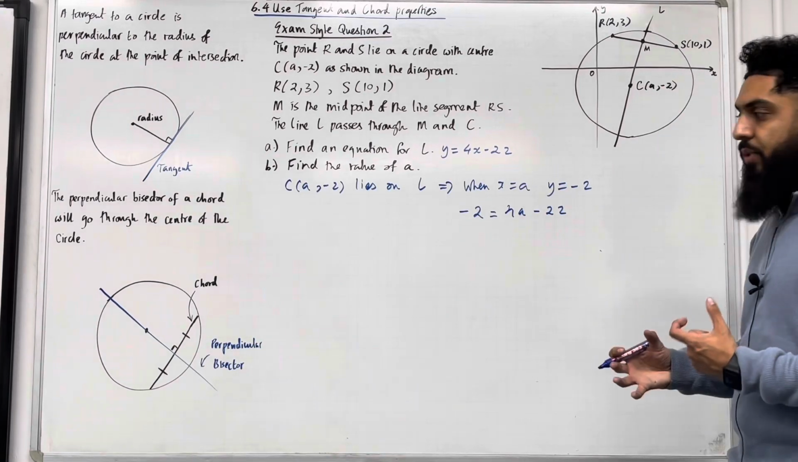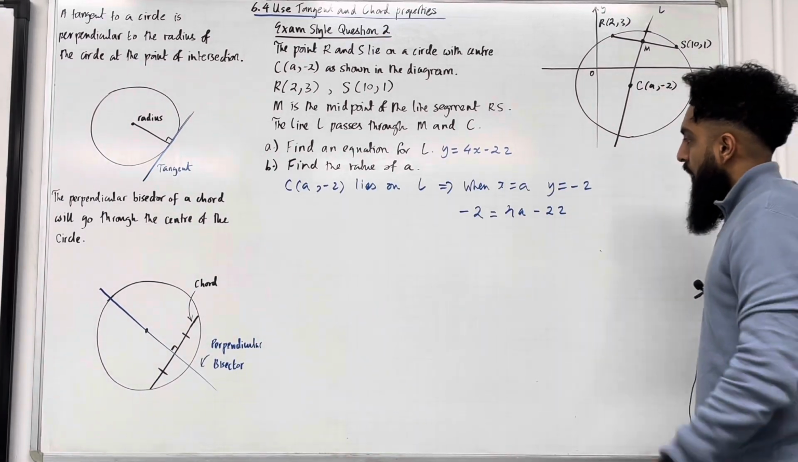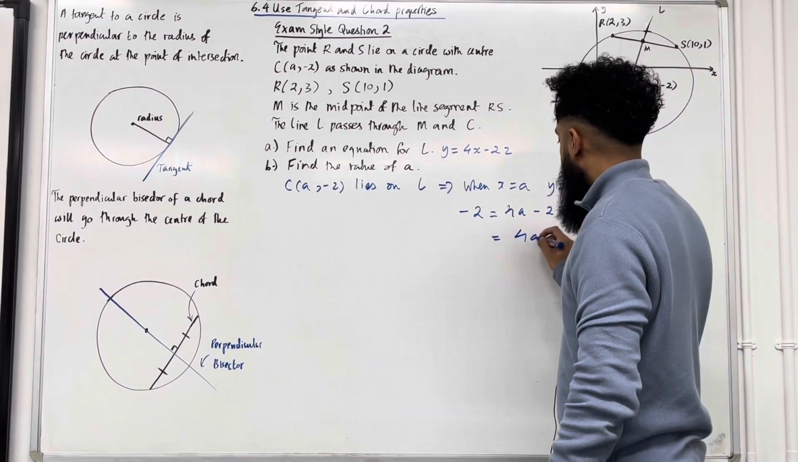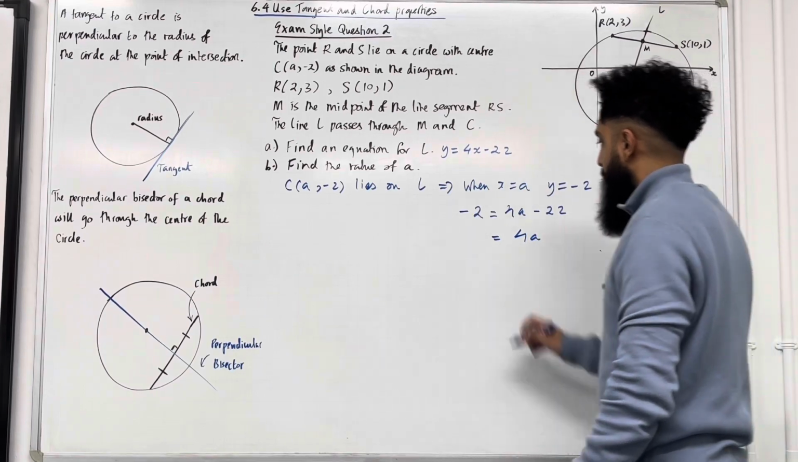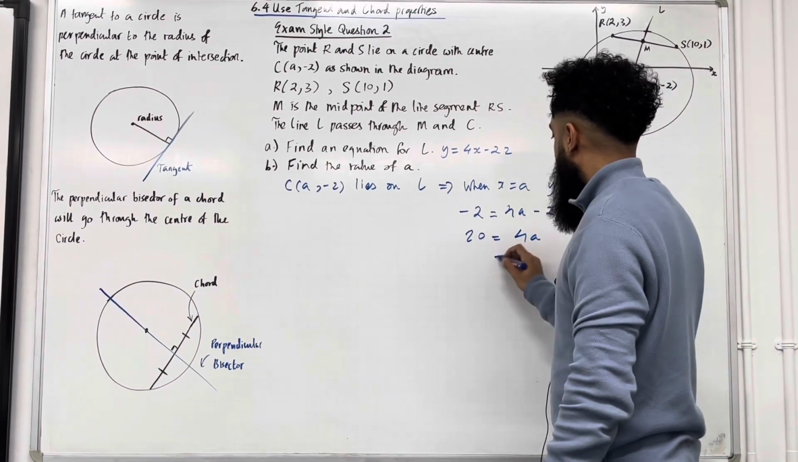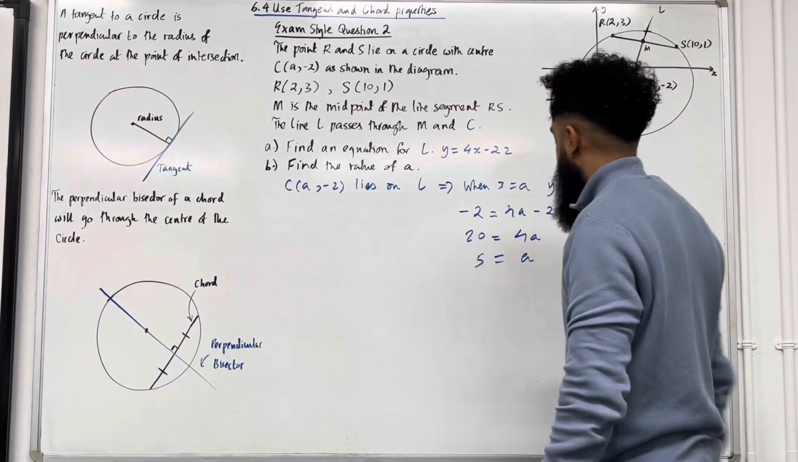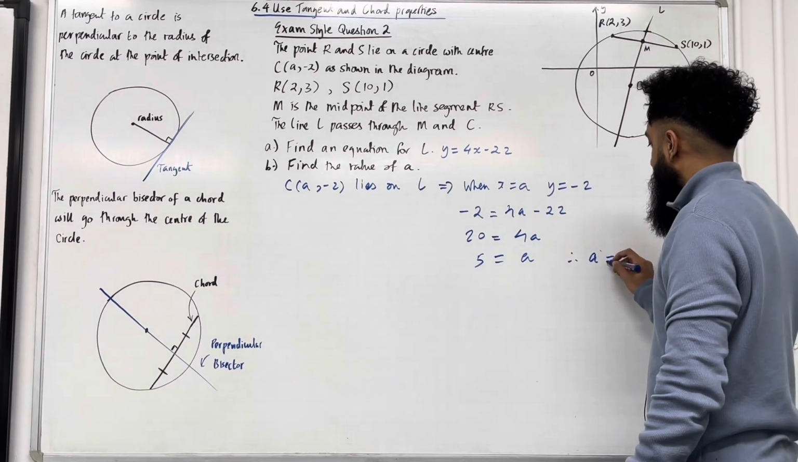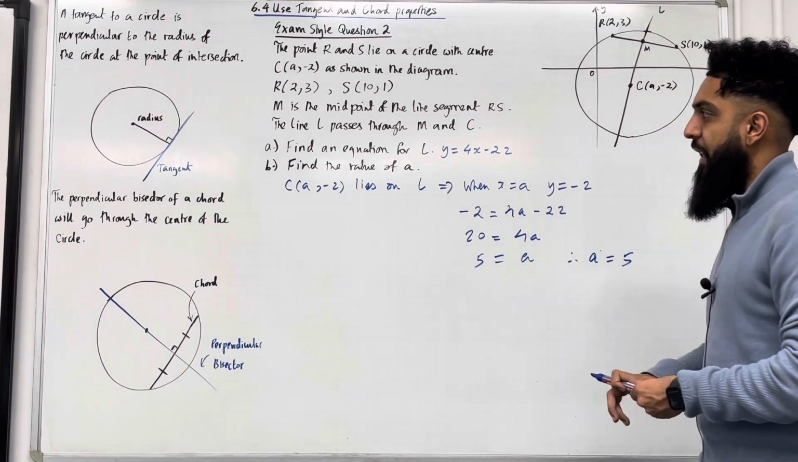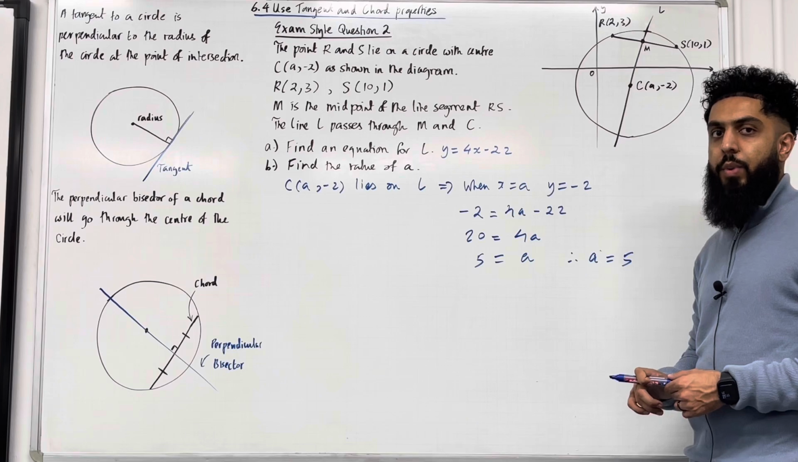We can rearrange now to work out a. So I've got 4a is equal to 20. This implies that a is equal to 5. Therefore, a is equal to 5. And that there, ladies and gents, completes part B of the question.